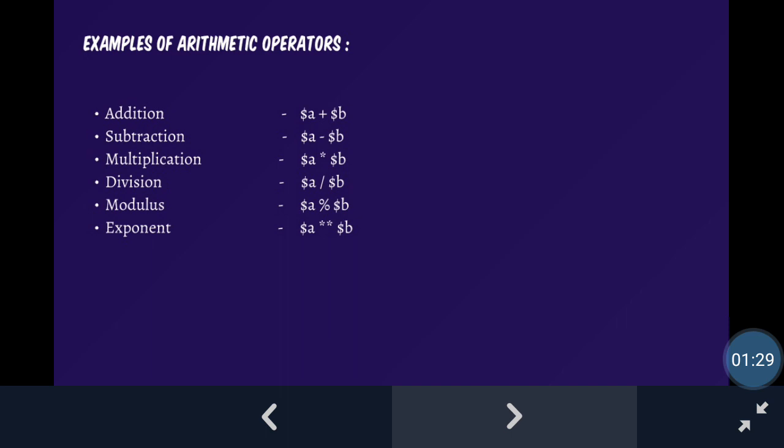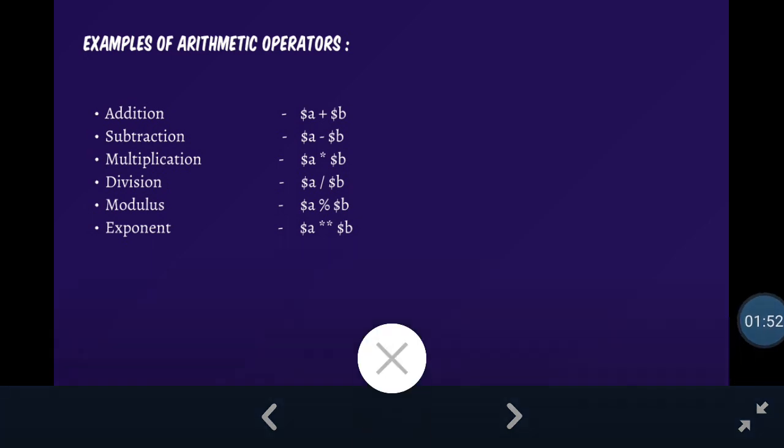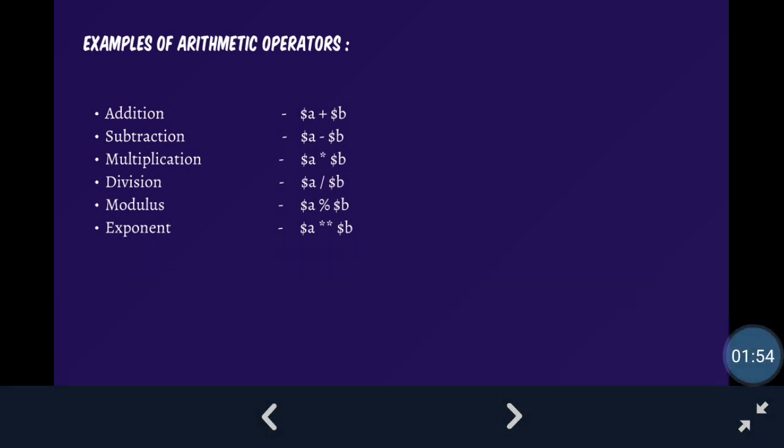Next, multiplication, which is $A asterisk $B, which is the symbol of multiplication. Next, division, $A forward slash $B, which is the symbol of division. Next is modulus, $A mod, which is the percentage symbol, $B, which is the symbol of modulus. Last one is the exponent, $A double asterisk $B, which is the symbol of exponent. Next, we are moving on with the program.